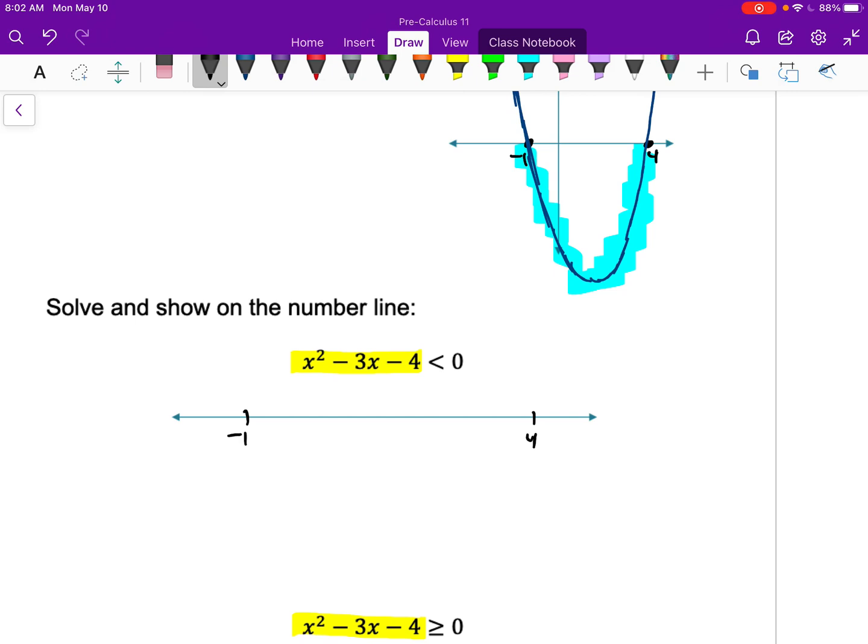I'm trying to find where it's less than 0, not less than or equal to, so I don't want to include these numbers, so I want to put kind of round open circles around them. But I want to show everything in between as part of my solution, so we just kind of shade the number line in between. There we go. What I have there represents what you see highlighted in blue up above. And I can express that algebraically by saying -1 is less than x, which is less than 4.